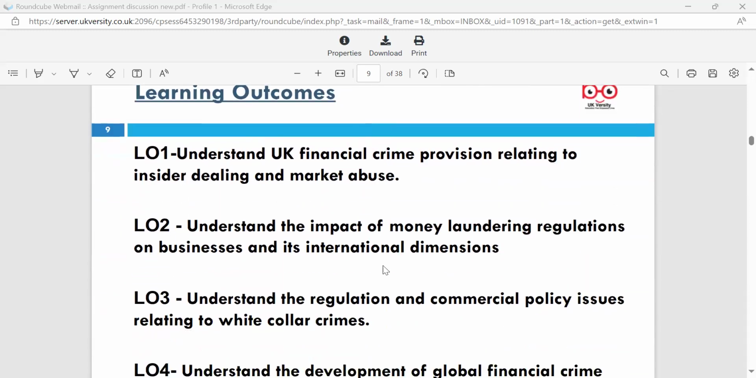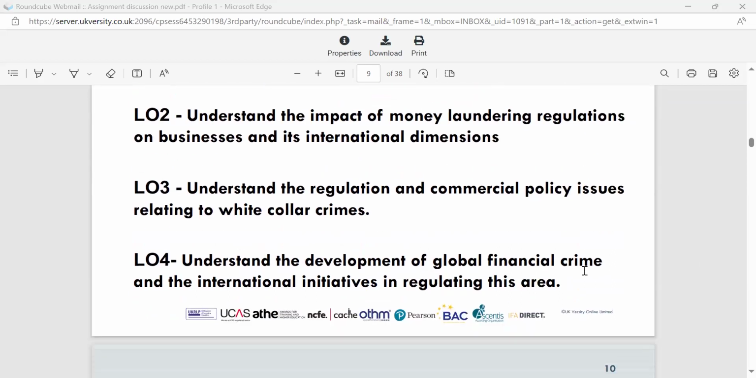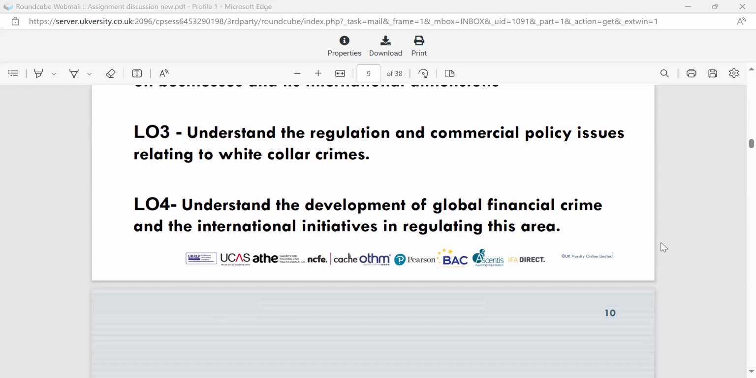And these are additional sources that will help you build your assignment, but also give examples of things. So learning outcomes, we've got learning outcome 1, which I'm going to go through again: understand UK financial crime provision relating to insider dealing and market abuse. Learning outcome 2, to understand the impact of money laundering regulations on businesses and its international dimensions. Learning outcome 3, to understand the regulation and commercial policy issues relating to white collar crimes. And learning outcome 4, to understand the development of global financial crime and the international initiatives in regulating this area.